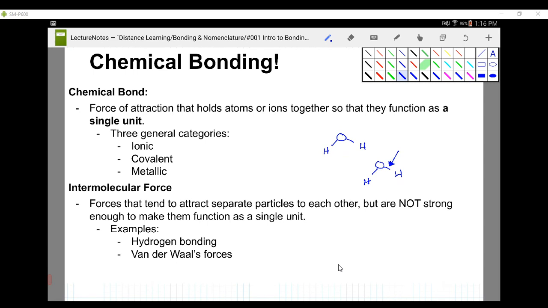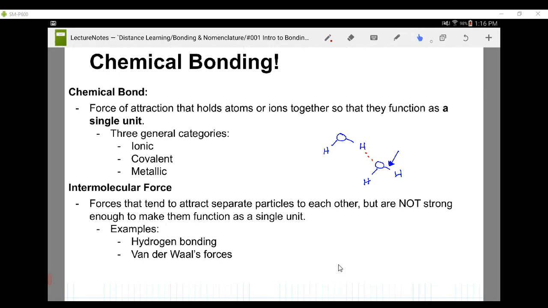It's incredibly strong, whereas the hydrogen bond would be this attraction between the hydrogen of one water molecule and the oxygen of another. And that interaction, that attraction, is much more temporary. It just loosely holds them together, and it can change and shift from one to another. But it's not a chemical bond because those two water molecules can move independently of each other.